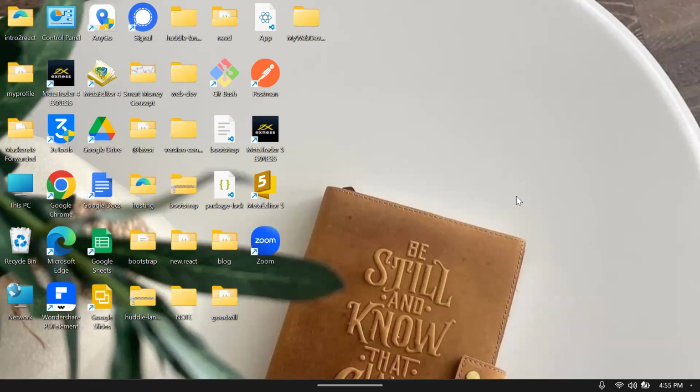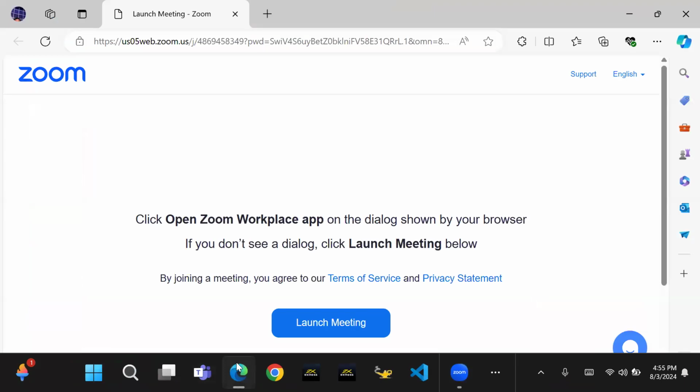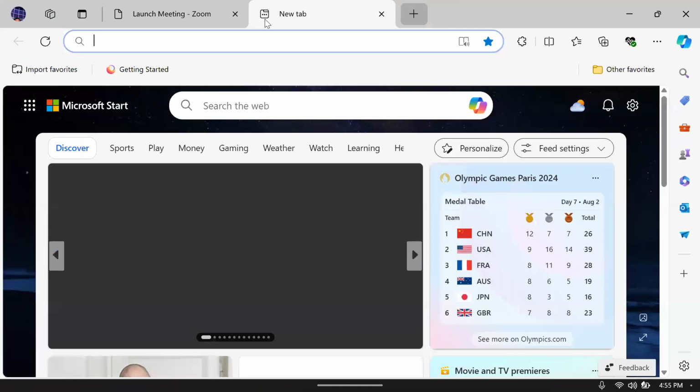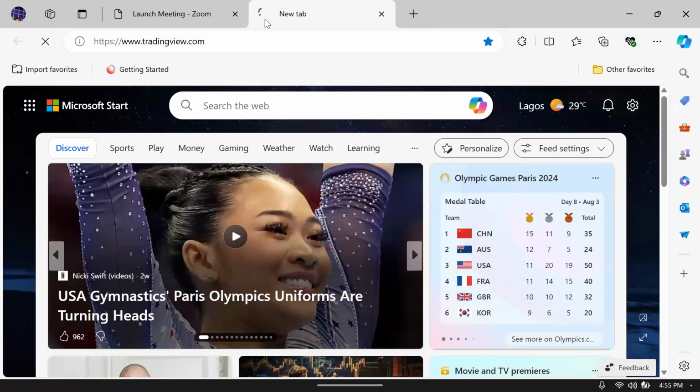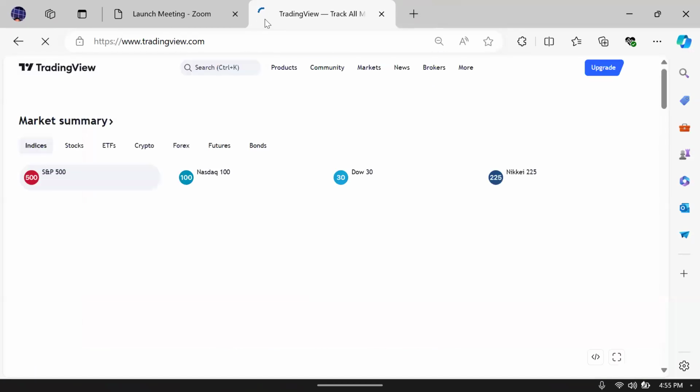So today we are going to be dealing with forex features and forex basic terms. So let me go on TradingView. Let's start with that, forex features and forex basic terms.